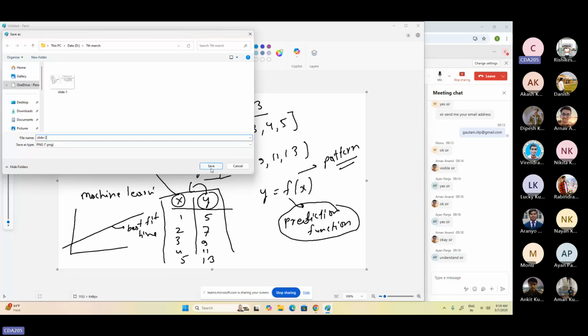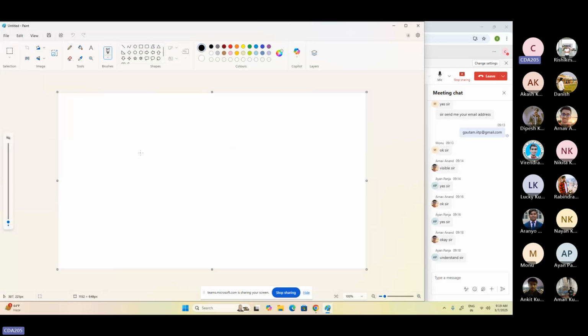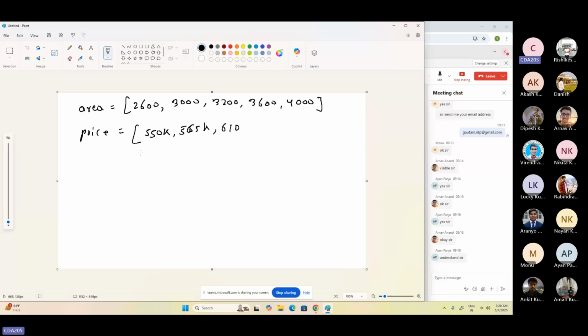This is slide 2. Let us take one data set where we have the area: 2600, 3000, 3200, 3600 and 4000, and we have to predict the price. The prices are 550k, 565k, 610k, 680k and 725k. We can predict the price by calculating mx plus c. Let's say we calculated m as 78, so price equals 78 times area plus the intercept, 16164.